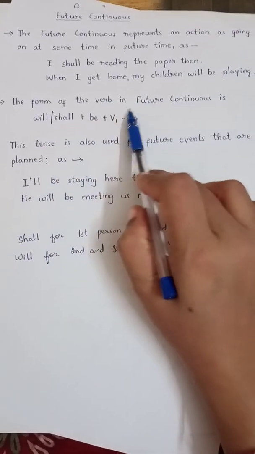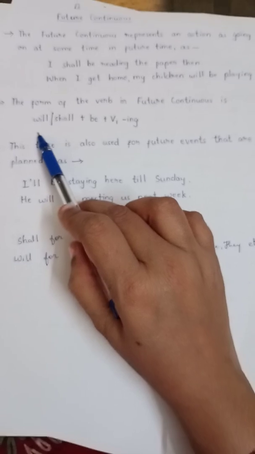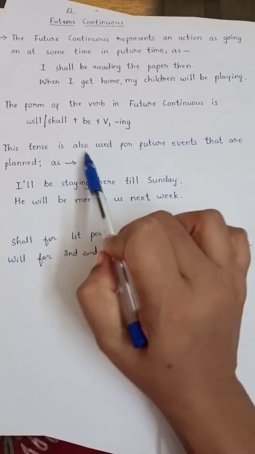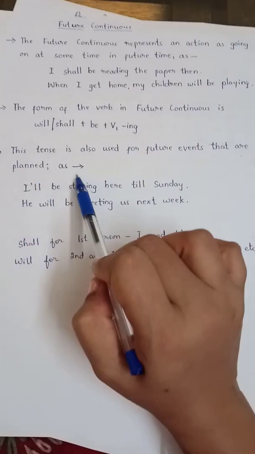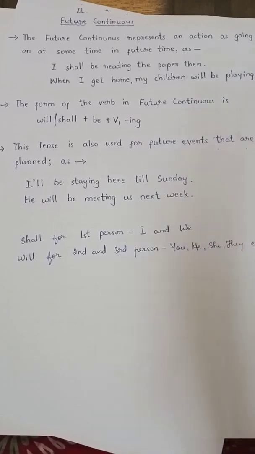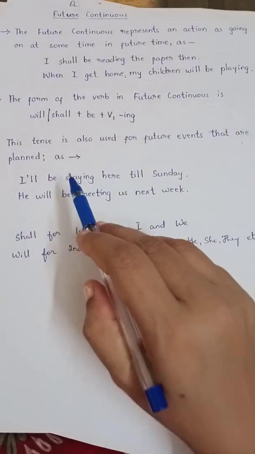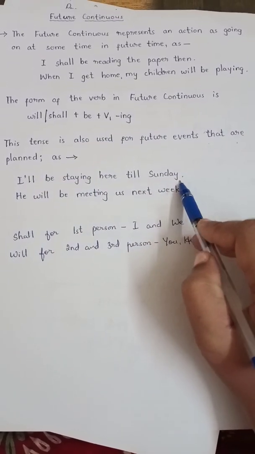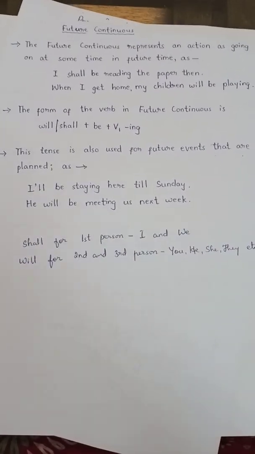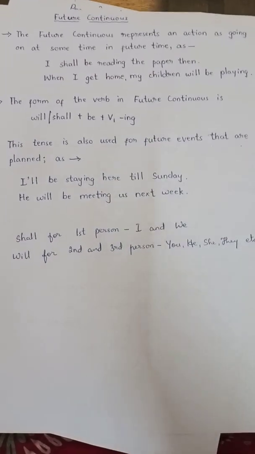See, the form of the verb in future continuous is will or shall plus be plus V1 ing. This tense is also used for future events that are planned. Some event in the future that we have planned earlier, for that also we can use future continuous. See, I will be staying here till Sunday. We have decided beforehand that we will stay until Sunday. So that is also what it is, we can use the future continuous.